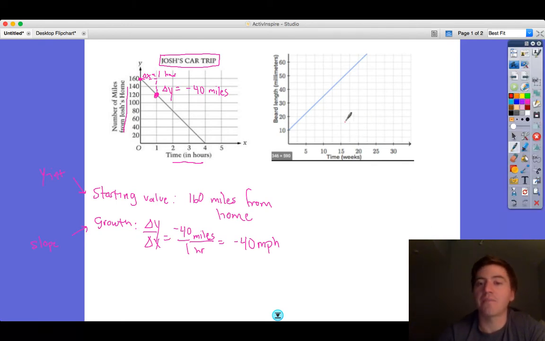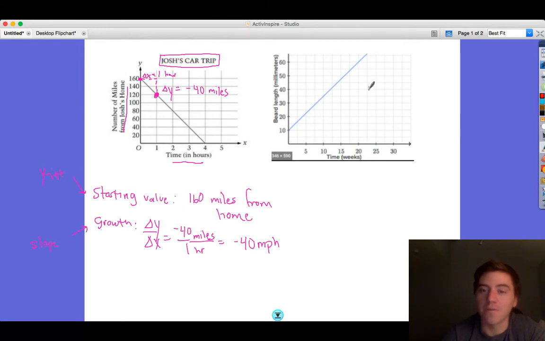Okay, something similar here. We don't have a title, so let's look at these. We've got time in weeks along the x-axis and beard length in millimeters. So this looks like a graph of beard length over time. We've got two things. We've got a starting value, right here: the y-intercept is 10 millimeters. And then let's find the slope. Let's find the next point right here.